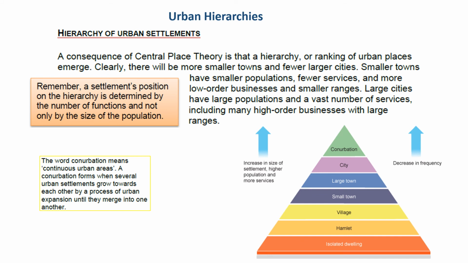What we also need to look at here is that the number of these centres, these settlements, decreases as you go up. So what I'm saying here is that isolated farmsteads right at the bottom of the pyramid, there are many of them. And as you go up the pyramid, small towns, there are fewer small towns than there are isolated dwellings. And you go further up, conurbation, we only have one in South Africa. So the number of settlements decreases. However, obviously the population is increasing and the number of functions that are offered.